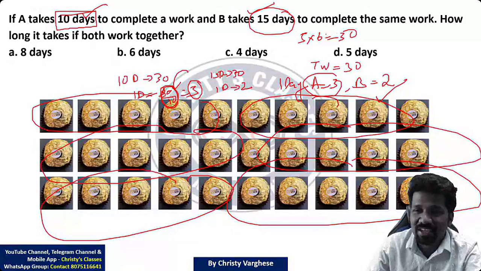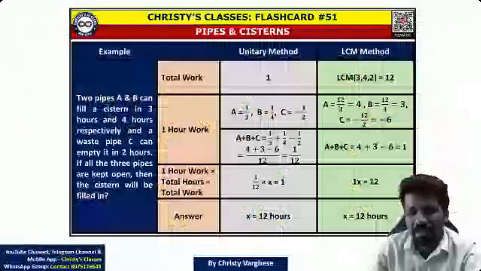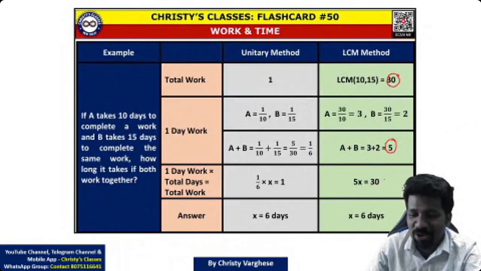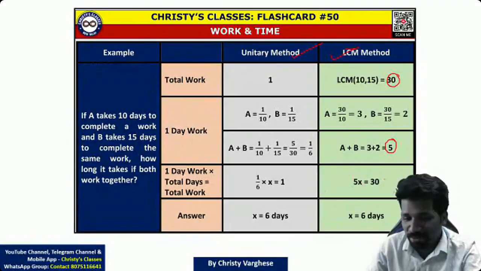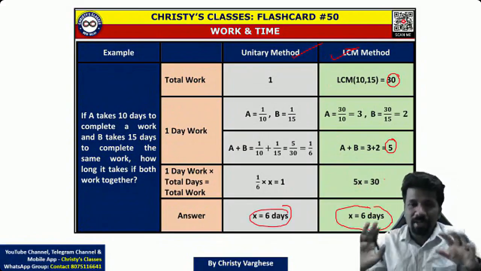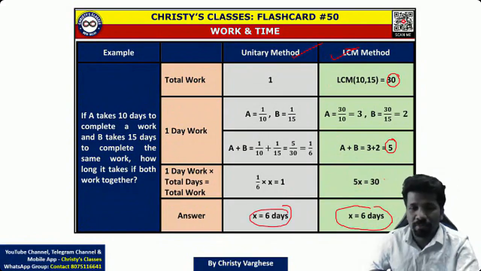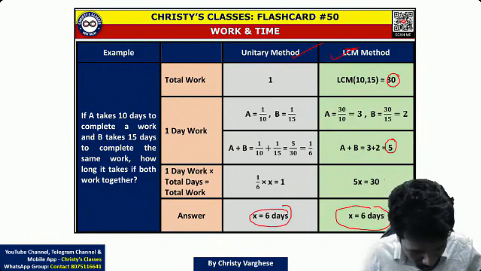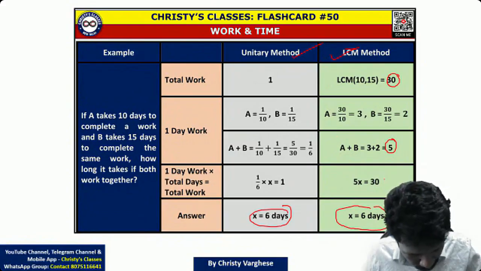All of you understood this? That is called LCM method. Yeah, almost this chapter's theory got over if you understood these two methods. Now there are few other type of work and time problem. I will come back to that. But did you understand these two methods properly? I'll show you more and more questions, more and more PYQs also.